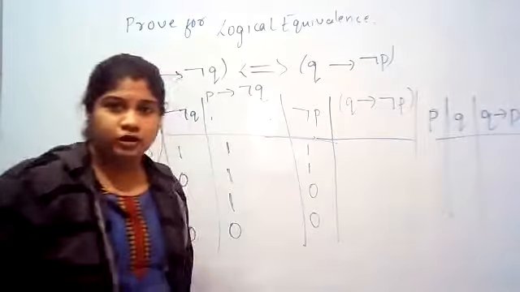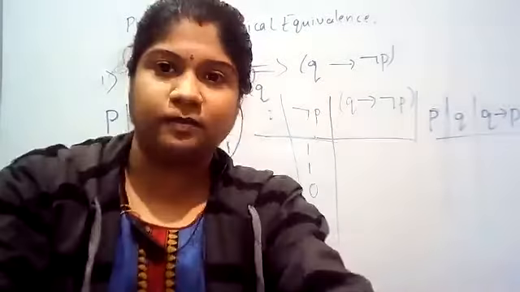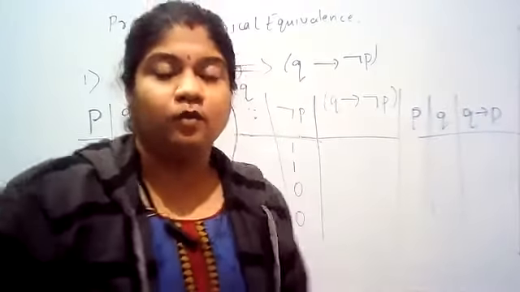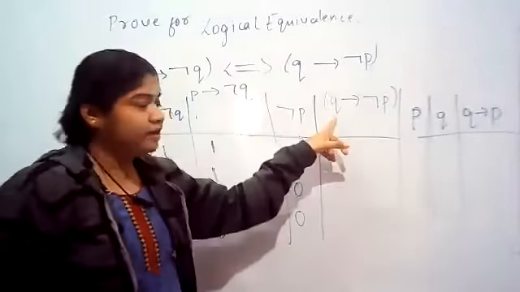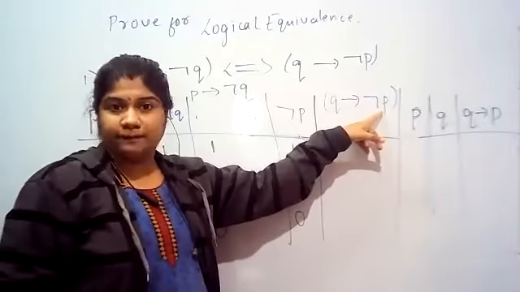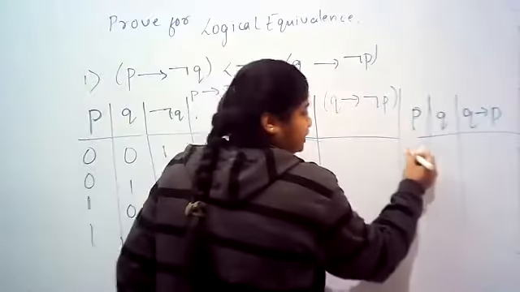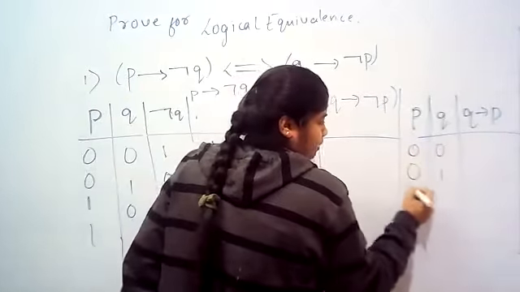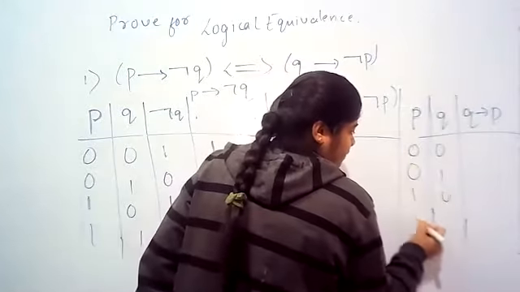I am showing this truth table. What is this Q condition P? Why have I taken first Q, then P? Now 0, 0 as usual, 0, 1, 1, 0 and 1, 1.